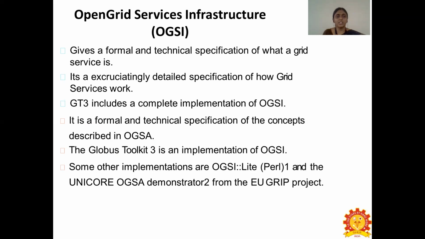So this GT3 grid services mechanism includes a complete implementation of OGSI. It is a formal and technical specification of the concepts which are described in OGSA. The Globus Toolkit 3, that is GT3, is an implementation of OGSI. And there are some other implementations, that is OGSI Lite, Perl 1 and the Unicore OGSA Demonstrator 2 from EU GRIP project. So here this infrastructure brings in the technical details about the grid services that are involved in the particular task.